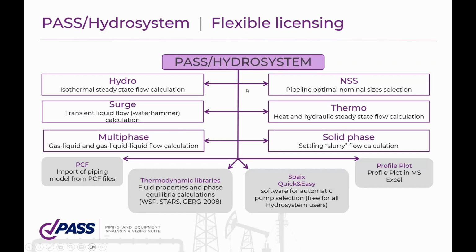So if you want only this and this, you buy only these three modules. You don't need to buy the rest. You don't need to spend money on things that will not be useful for you, and you get as cheap a price as possible for the software.